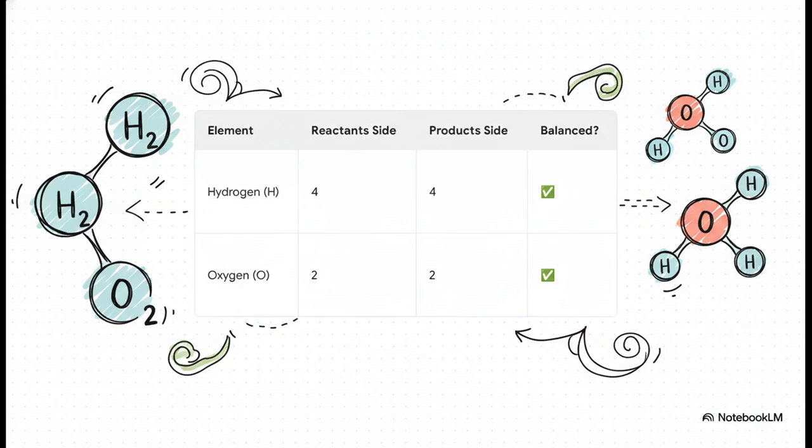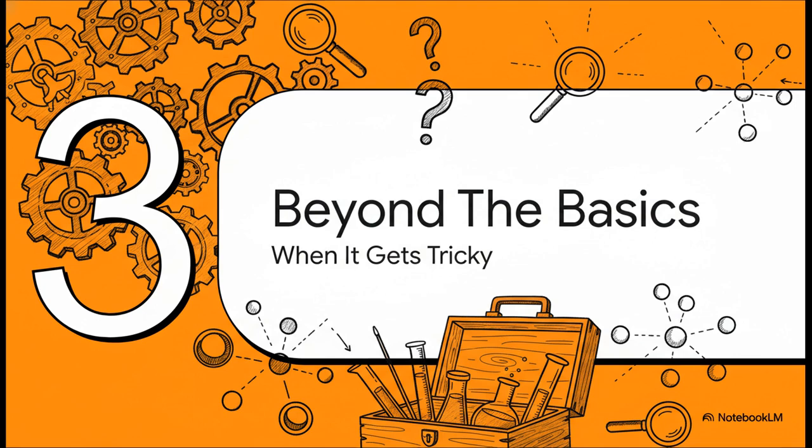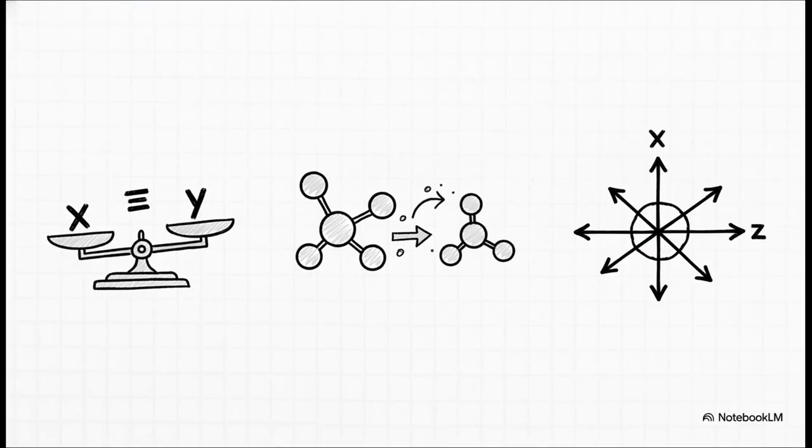See? Not so bad. Now, this method we just used, balancing by inspection, is going to work for like 99% of the stuff you'll run into. But just so you know, when things get really, really messy, chemists have a few more powerful tools in their toolkit. Yeah, you can use algebra to set up a whole system of equations and solve for the coefficients. You can break down really complex reactions into simpler half reactions. There are even computer algorithms that use some pretty cool math. But honestly, they all build on the exact same fundamental idea we just covered.